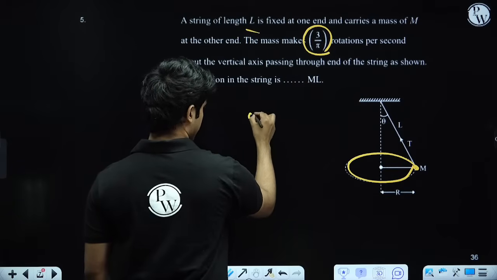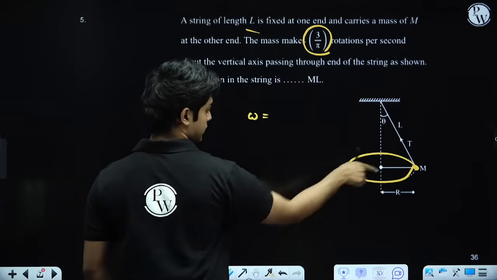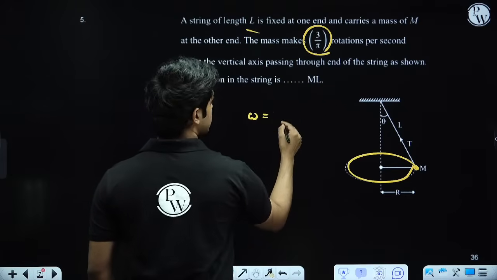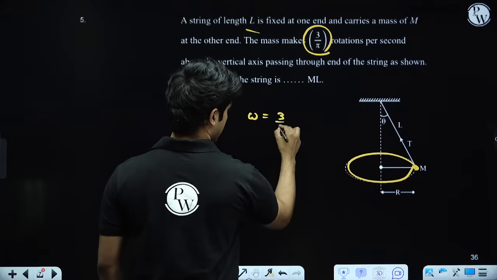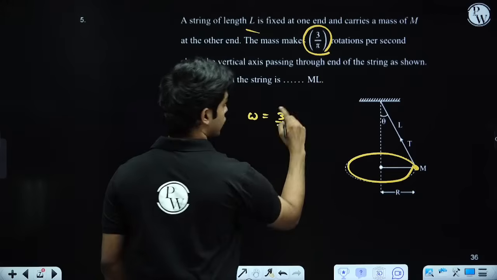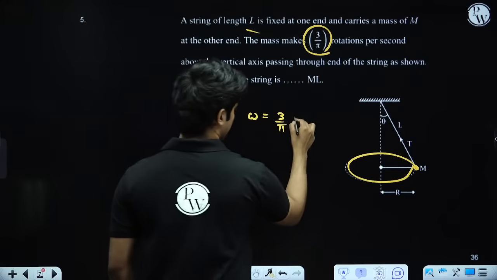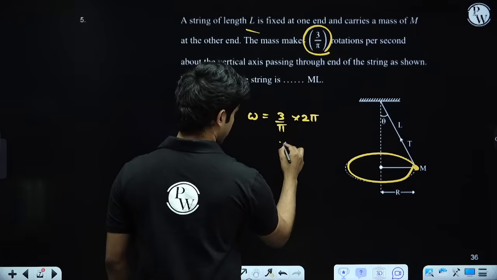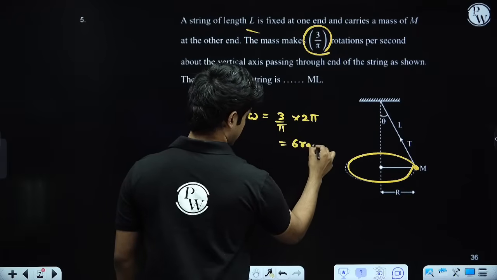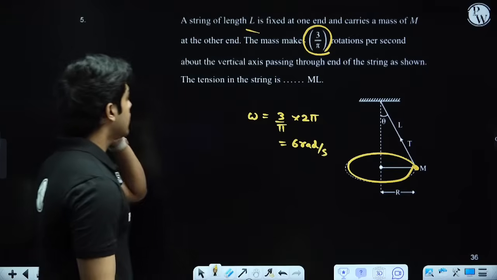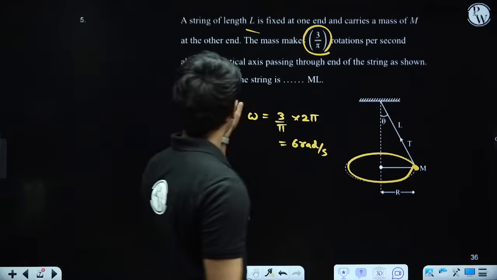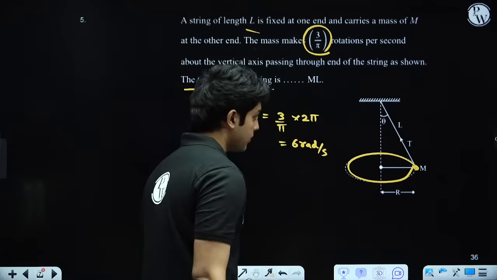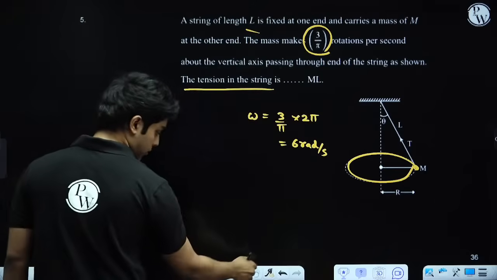So you can think of it as the omega of the circular motion, and that is 3 by pi rotations per second. Okay, so one rotation is 2 pi radian. So if I multiply this with 2 pi, I'll get it as radians per second. So this is going to be 6 radians per second. Okay. So now the question is, what is the tension in the string? Okay. So it's a simple FBD problem.